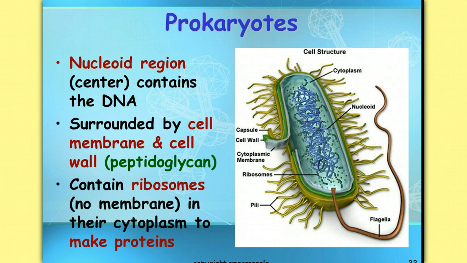They contain ribosomes, but there's no membrane around the ribosomes. Okay, so what we do know is that prokaryotic cells do not contain any membrane-bound organelles. So they have to have ribosomes. The ribosomes are where all the proteins are made. But other than that, they don't have anything else that's membrane-bound except for their cell membrane.